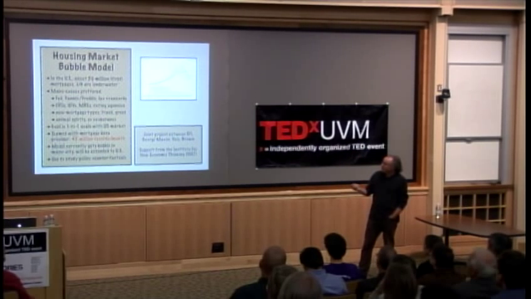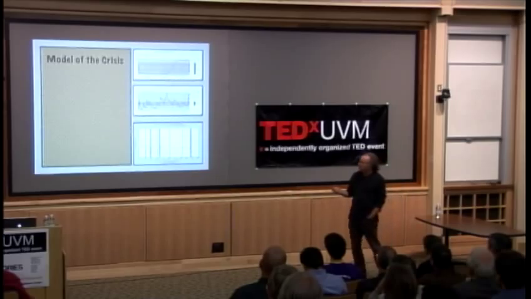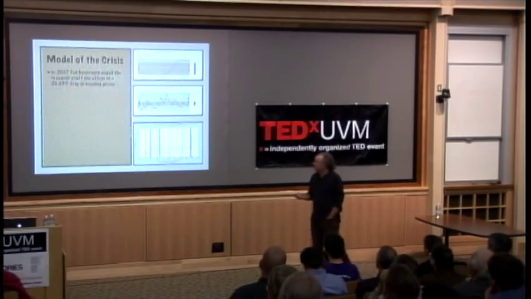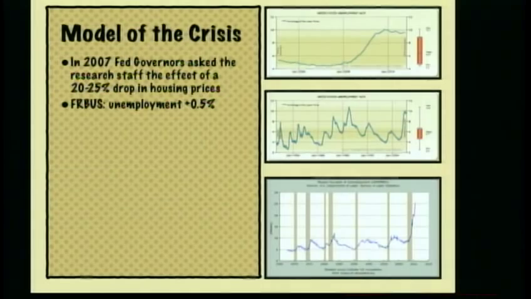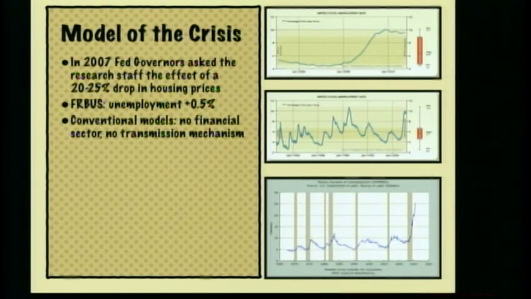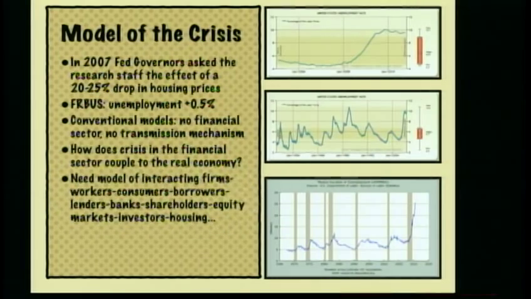Now, this model is one aspect of a wider model that we hope to build, a model of the entire crisis. How does the housing market bubble manifest itself in the real economy, with the giant jump in unemployment rates that we saw in the course of the crisis, from 5% to 10%? In fact, the Fed staff properly guessed what the price drop would be, and they said, well, using our best model, FRB/US, what's going to happen to unemployment? And the answer was, it'll go from 5% to 5.5%. It went to 10%, so they're off by a large factor there, and that's because these conventional models don't have things like the financial sector in there.